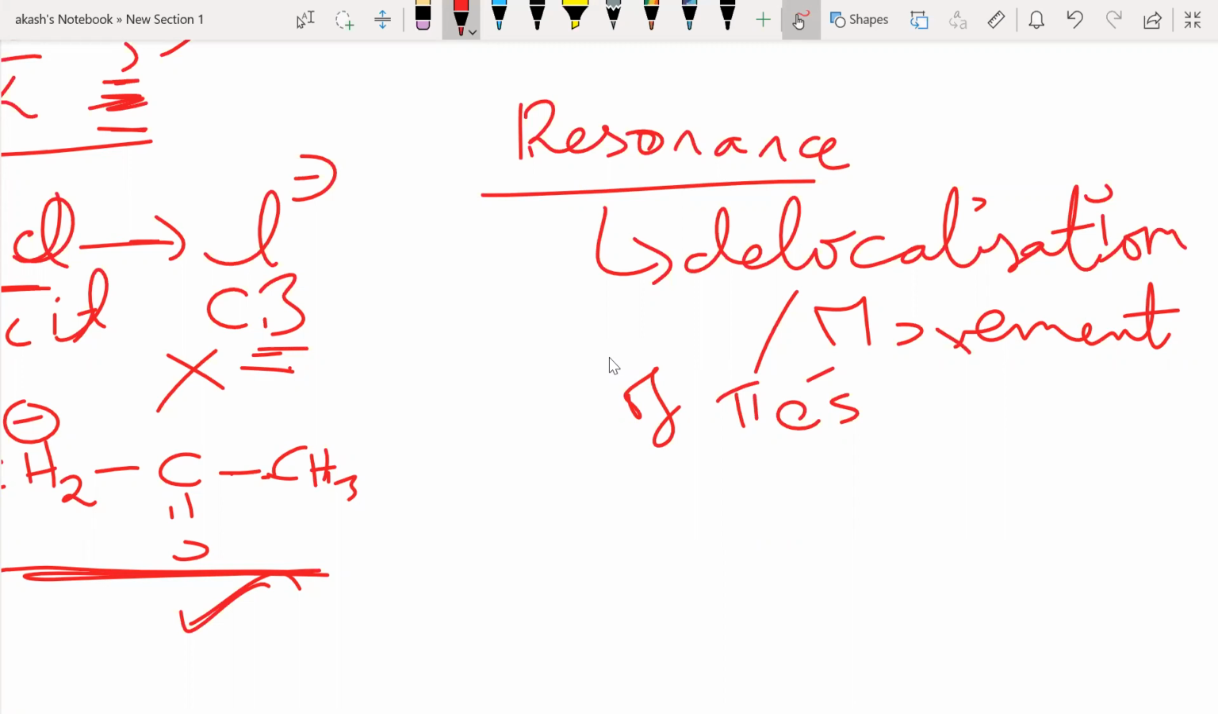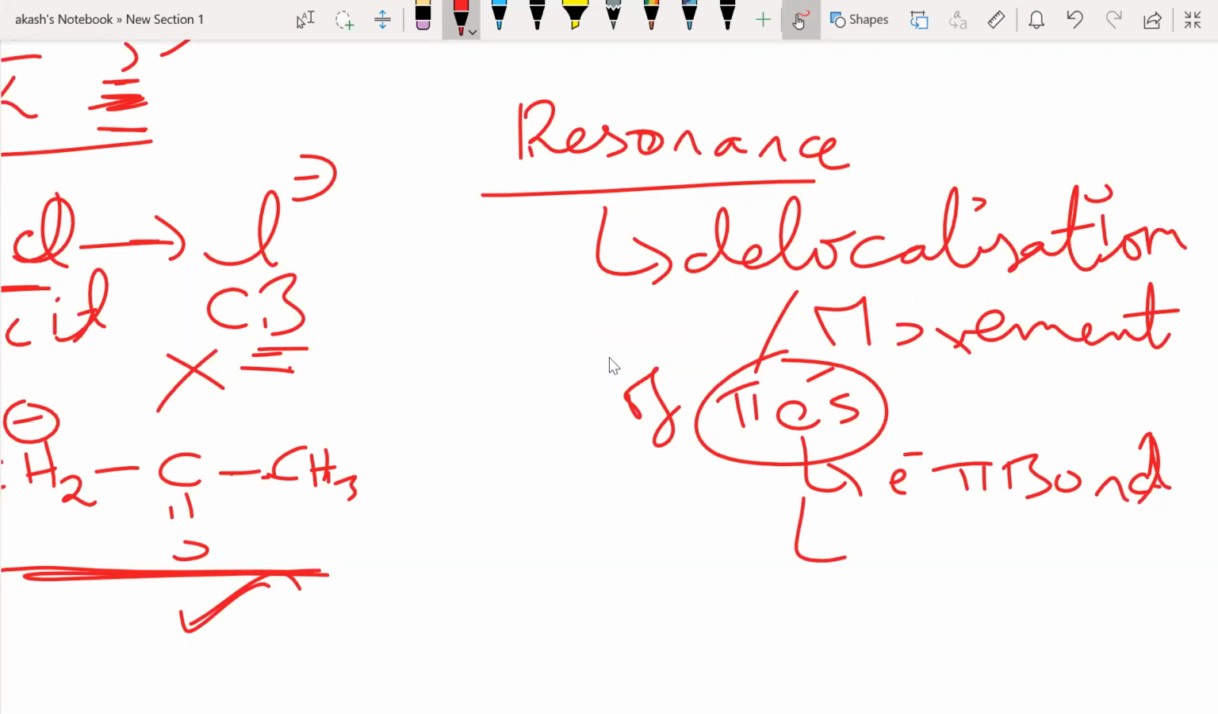Now, generally what can be pi electrons? Obviously the electrons in a pi bond. Or it can be electrons in the form of lone pairs. LP represents lone pair. You know what lone pairs are, right? Or it can be electrons in the form of negative charges.